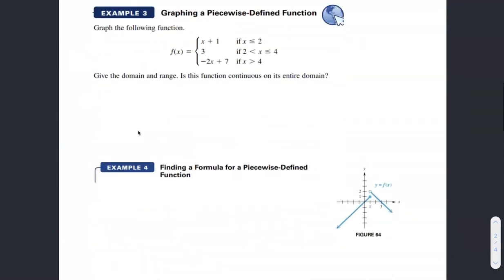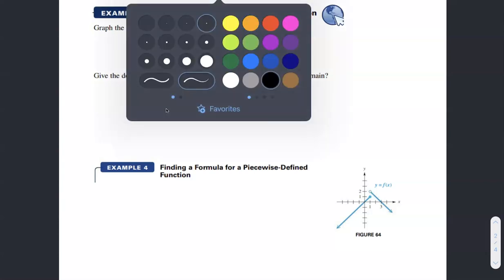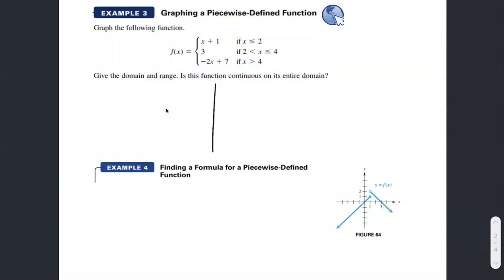Next one, we're going to graph one more of these. So this has 3 things. But we're going to do the exact same thing we did with the last one. Just take it one step at a time.